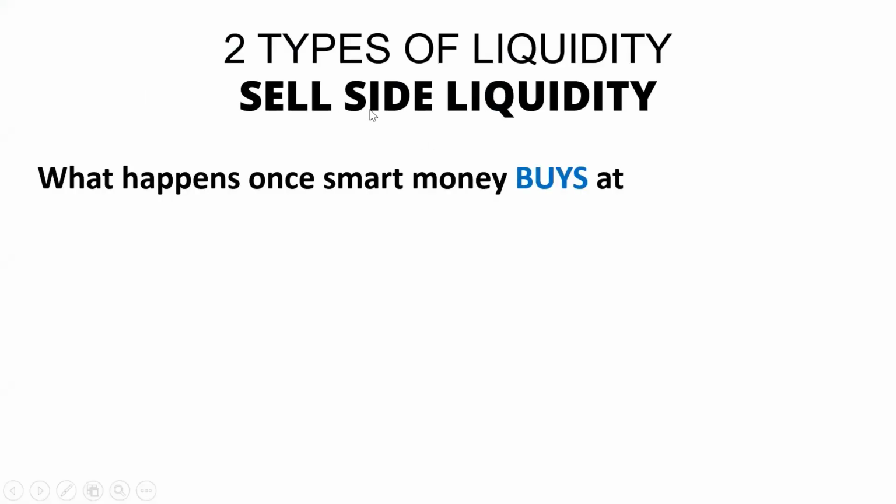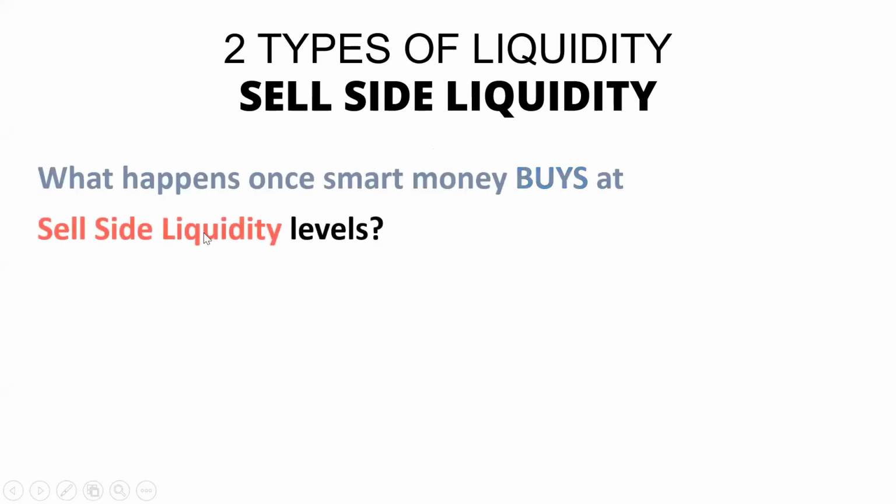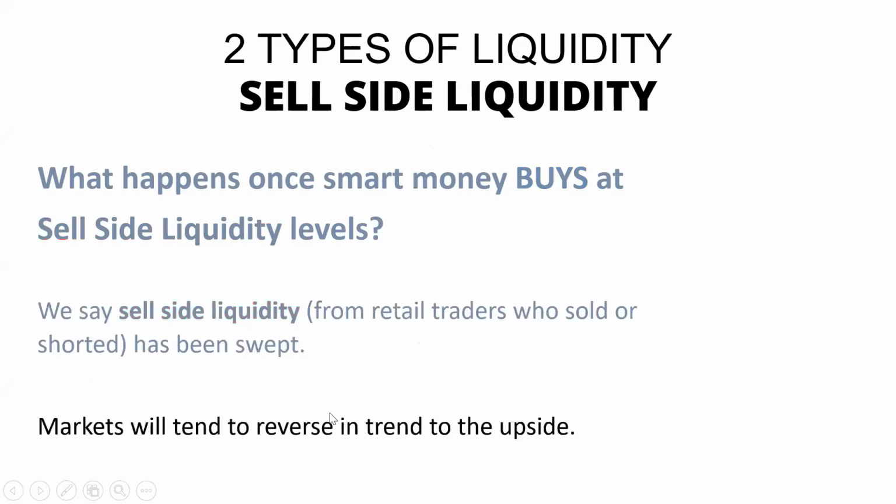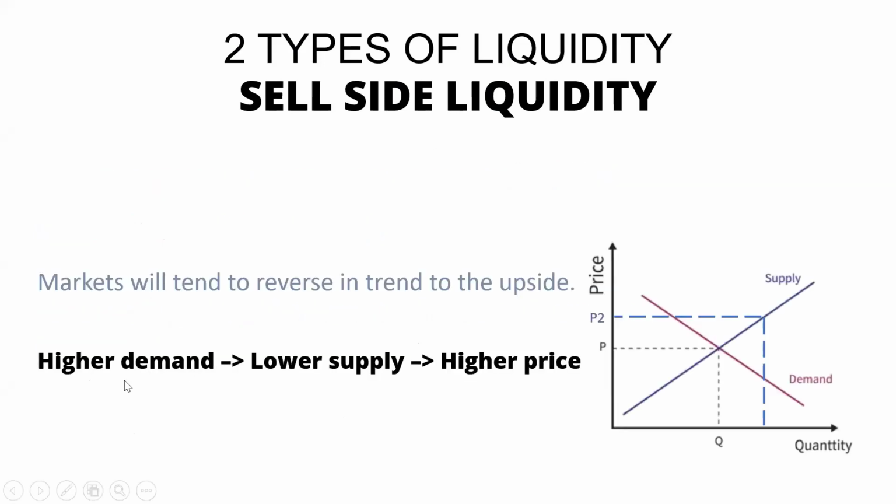So let's go back to sell-side liquidity. What happens once smart money buys at sell-side liquidity levels? We say sell-side liquidity from retail traders who sold or shorted has been swept, and markets will tend to reverse in trend to the upside. What happens is there's now higher demand because smart money has come in, they've swept the liquidity, they've bought into the sells, and it pushes up the price, correct? Because there's low supply, there's higher demand, and it leads to a higher price.